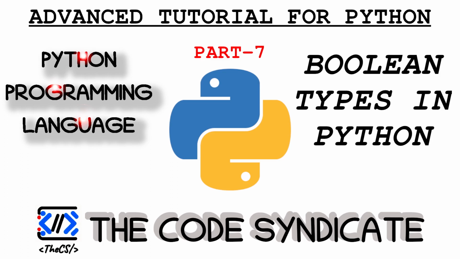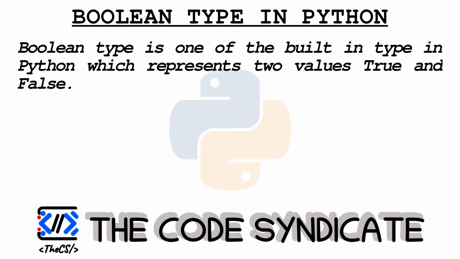In this video, we will discuss Boolean types in Python. Boolean type is one of the built-in data types provided by Python, which represents two values, that is true and false. Generally, this type of value is used to manage the control flow of a code or a program. So let's discuss this very simple and very important data type in Python.